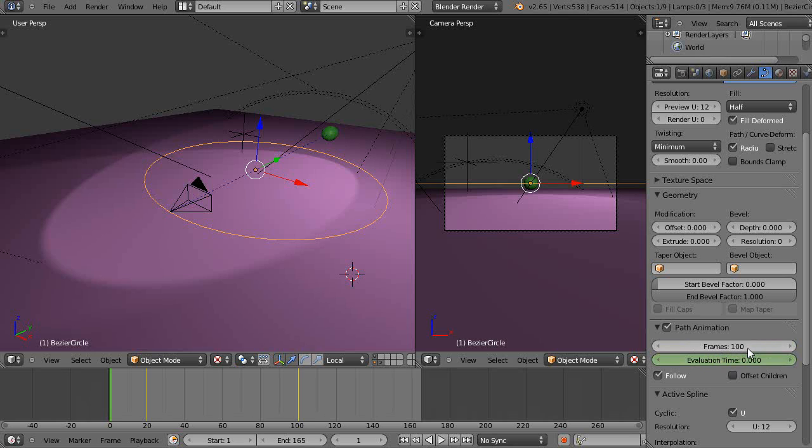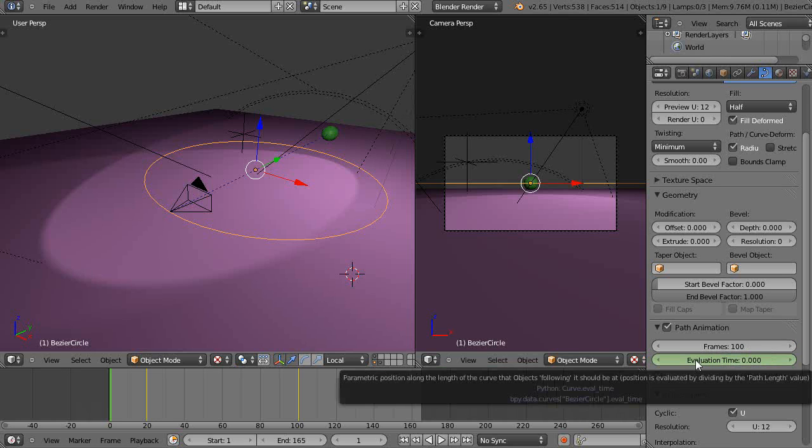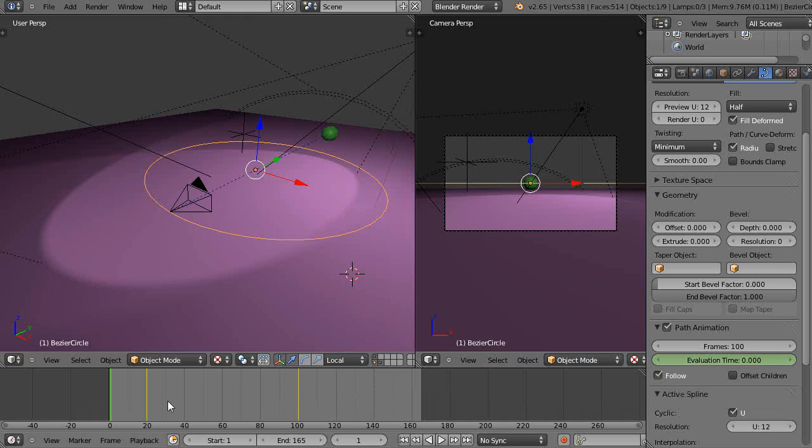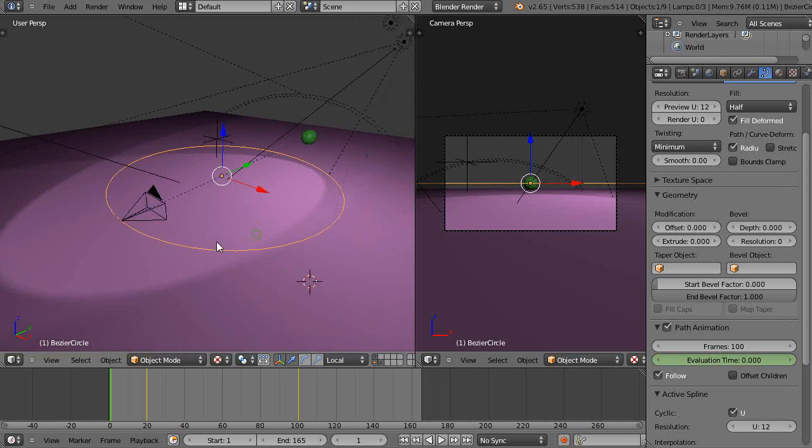I mean, if you had 100 frames and you started your evaluation time at 0 and 100 for your keyframes, it would be exactly one frame at a time. But when you shorten this distance up, it's running faster. So that's just, you'll have to experiment to get an idea of what that's all about.